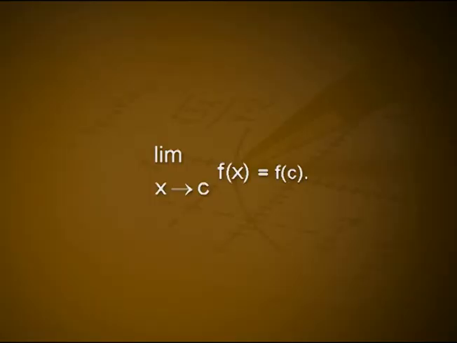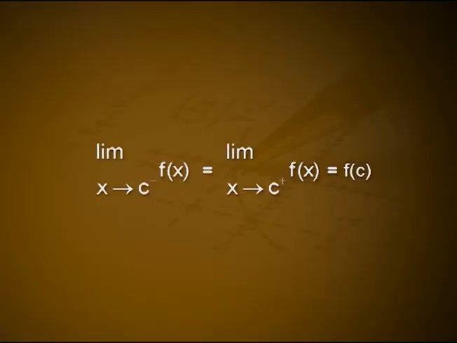So, the concept of continuity of a function defined on an interval can be defined in terms of limit of a function. Definition: a real valued function defined on an interval I = [a, b] is said to be continuous at a point c belonging to the open interval (a, b) if limit x tends to c f(x) = f(c).